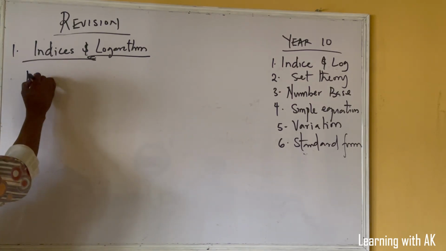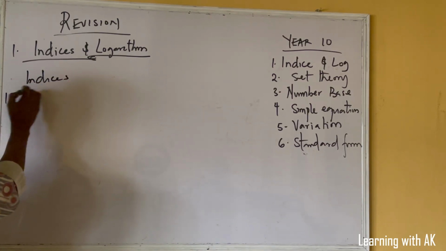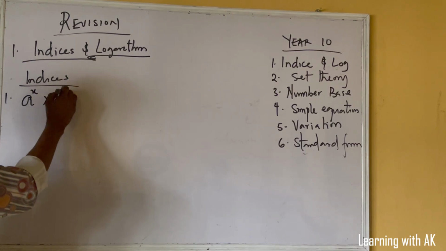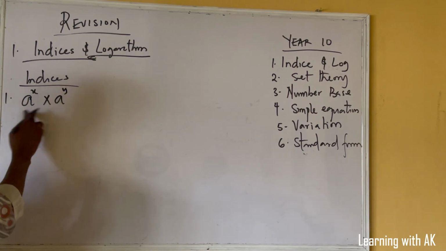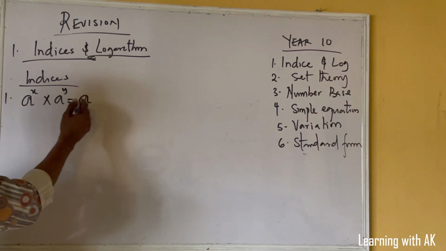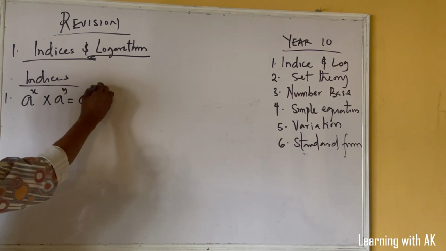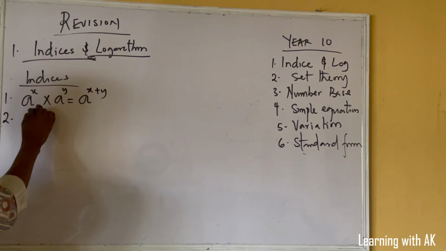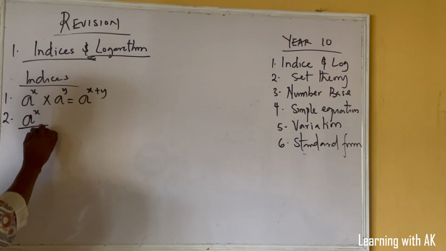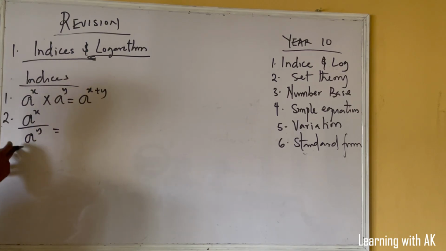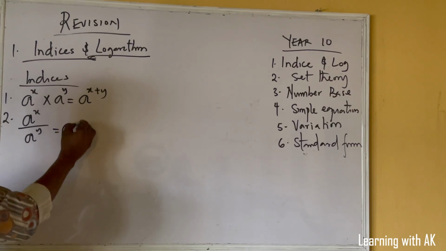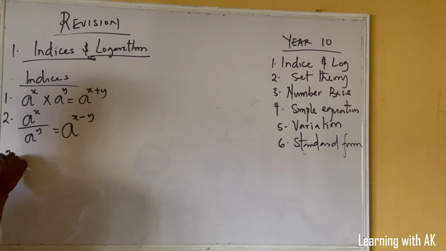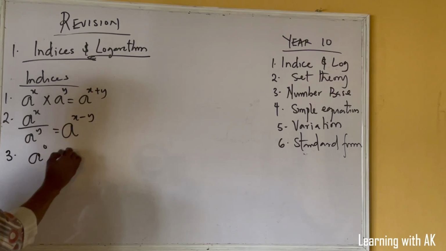Okay, for indices, we know that when you have a raised to power x times a raised to power y, the law says when you have the same base, you pick one. Then you have the power x plus y. What does the law say? Number 2, when you have a raised to power x over a raised to power y, the law says that you pick one base, since the base is the same, a, then subtract the power, x minus y. When you have a raised to power 0, it means what? 1.